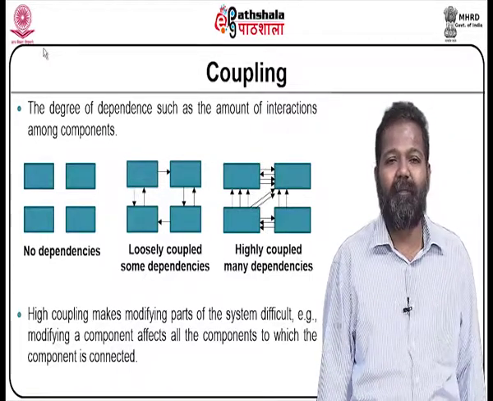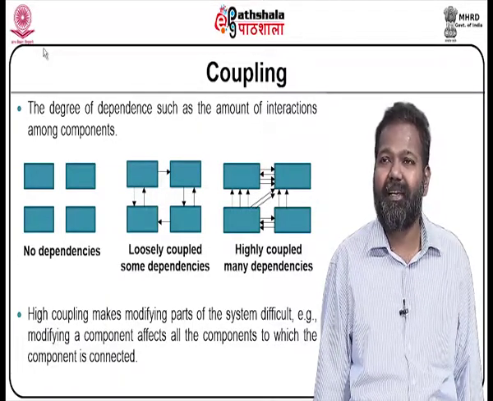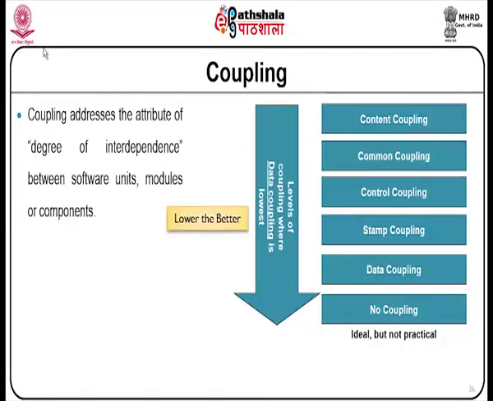The first diagram, which illustrates no dependencies, is not a practical case. Coupling addresses the attribute of degree of interdependence between software units, modules or components. As I have said, the lower the better. No coupling is ideal, but as I have mentioned, it is not practical.